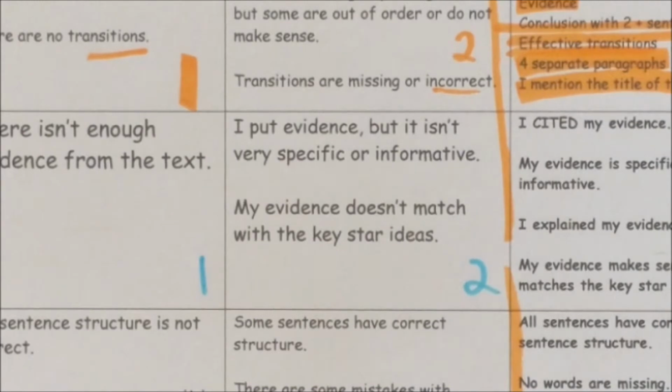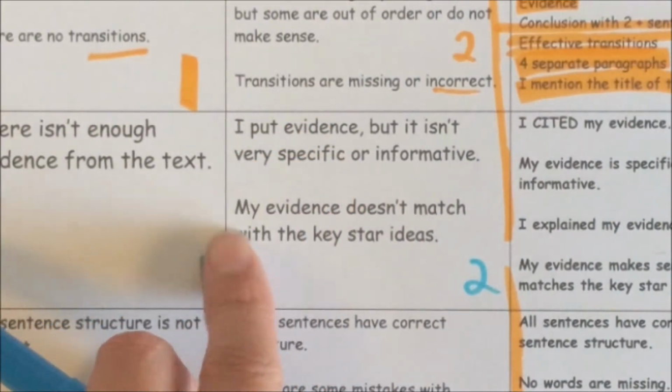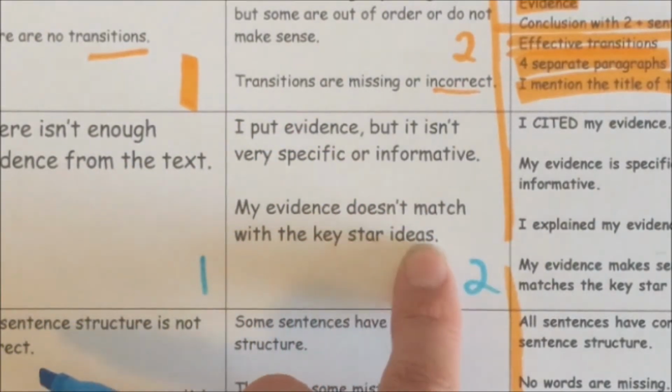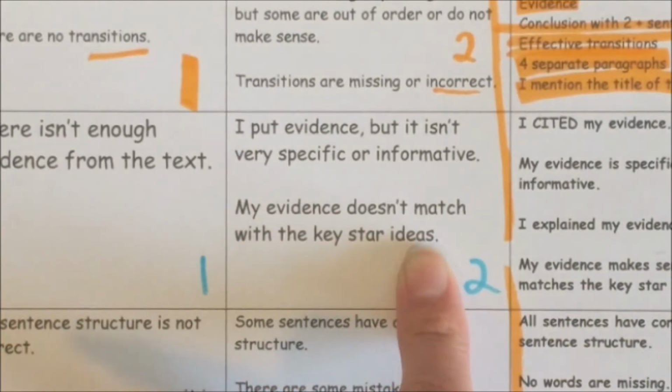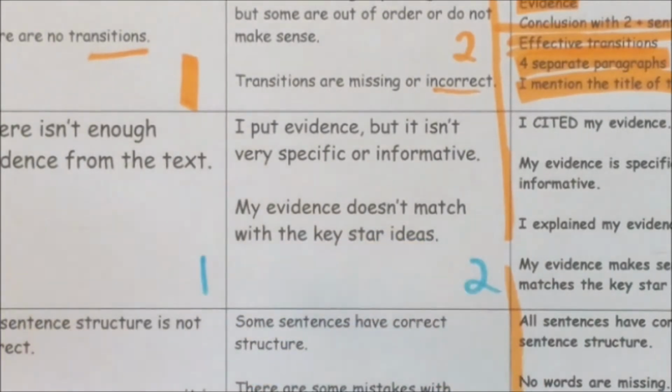More specific would be to take it out of the text and put quotes around it and tell us exactly what it says in the text, and then maybe explain that in your own words after, but your evidence should be very specific. My evidence doesn't match with the key star ideas. This would be like if we said that Janet was forgiving, but then we had evidence just about Janet getting in trouble, but we didn't put evidence about when Janet actually forgave Nick. You want the evidence to match.